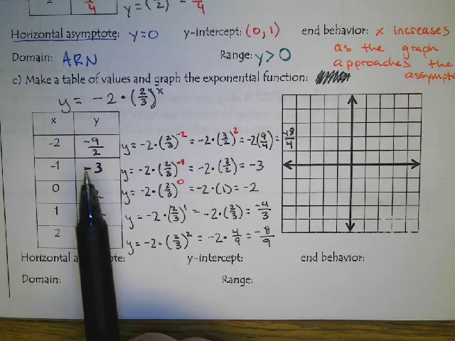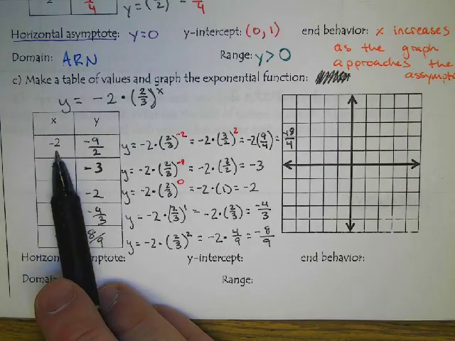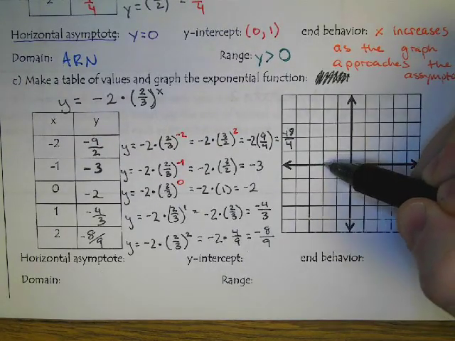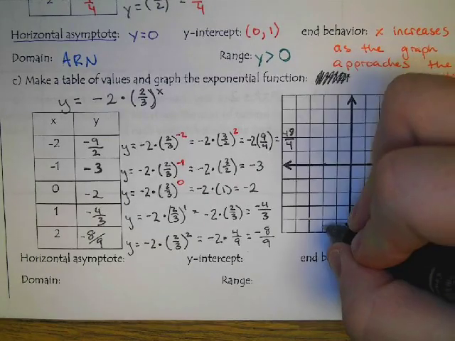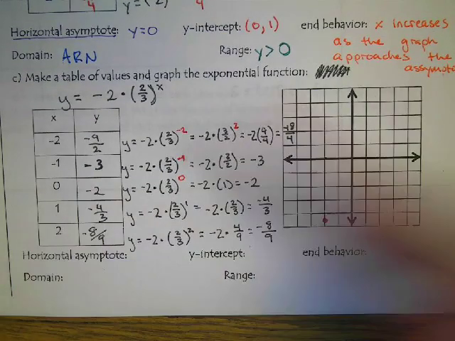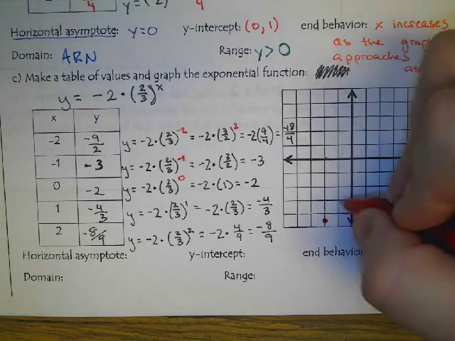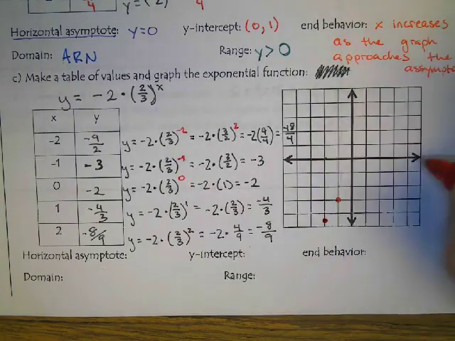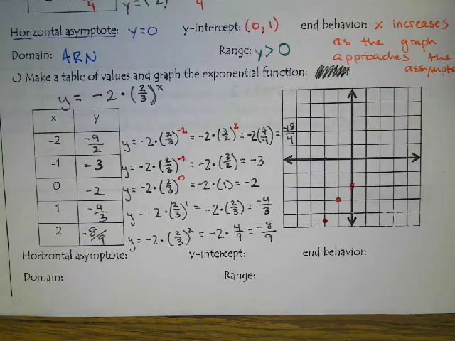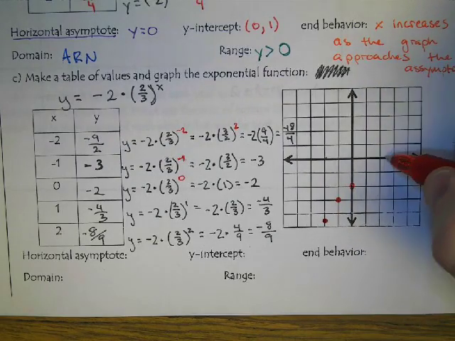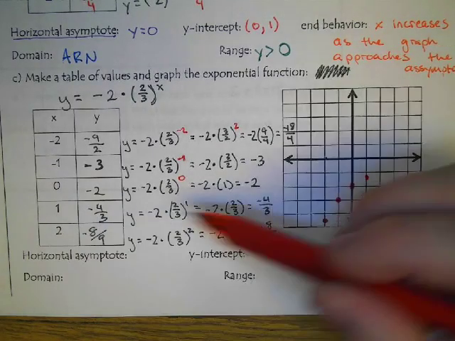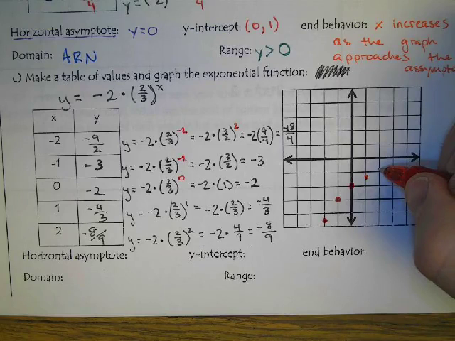So I'll have negative 2, comma negative 9 halves. So we'll go negative 2, negative 9 halves is about negative 4.5. 1, 2, 3, 4, so right around here. Negative 1, negative 3, that one's easy. Negative 1, 1, 2, 3, negative 3. 0, negative 2. 1, negative 4 thirds, so negative 1 and a third, so when we're at 1, we're at negative 1 and a third. And then 2, comma, negative 8 ninths, so that's really close to the negative 1, but not quite.